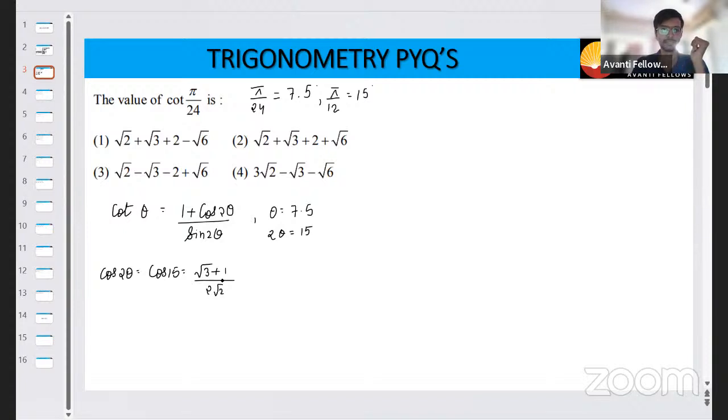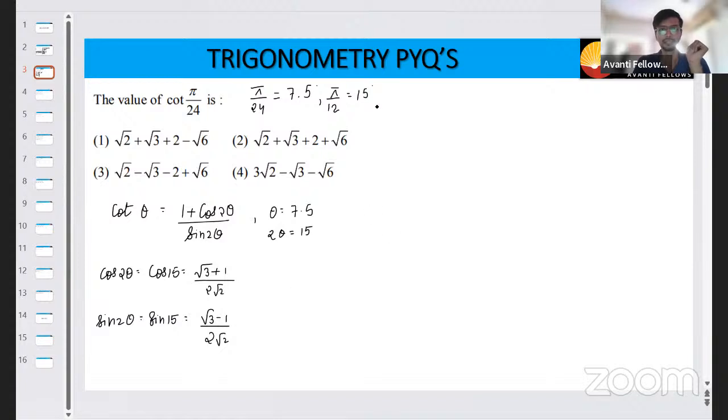Right? Yes. And sin 2 theta is sin 15, which comes to root 3 minus 1 upon 2 root 2. I hope I am correct. Otherwise, we'll see what we can do. We'll have to modify it. But I think this is correct. Sin 45, cos 30. Yes, it's correct.